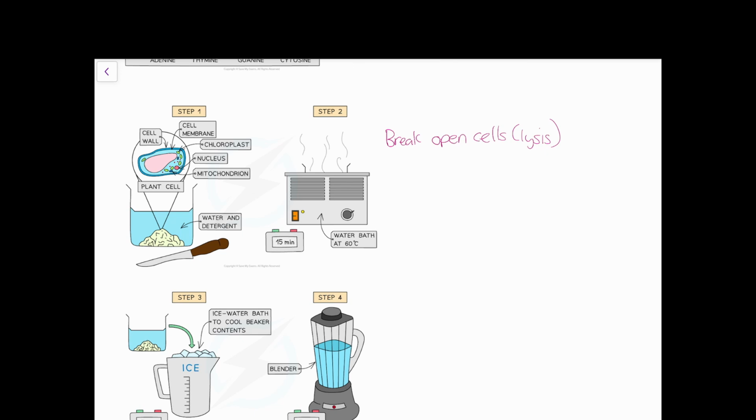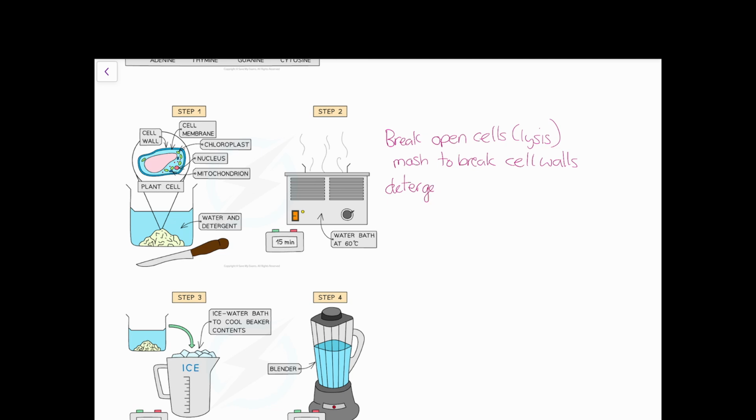So the first step to this is about breaking open the cells, or cell lysis, because you can't extract the DNA, can't precipitate or isolate the DNA unless you can actually break open the cell. So there'll usually be some kind of mashing, using a pestle and mortar, something like that, or maybe blending it to break open the cell walls.